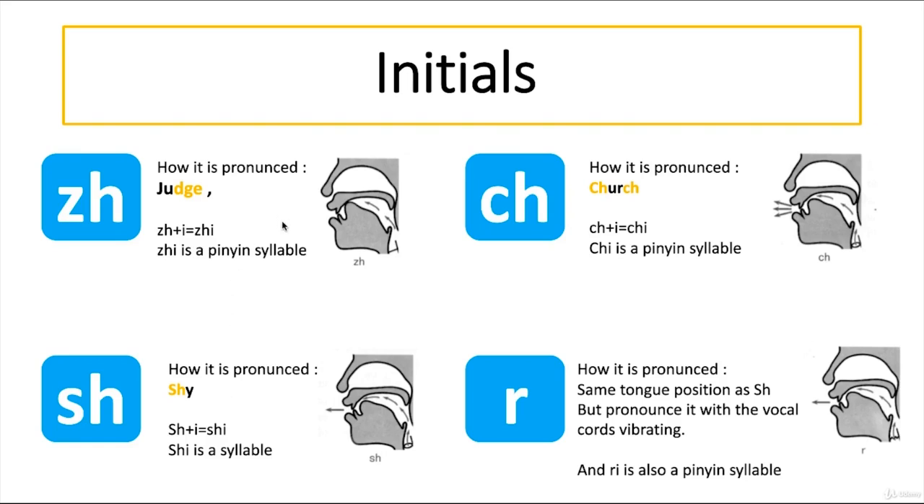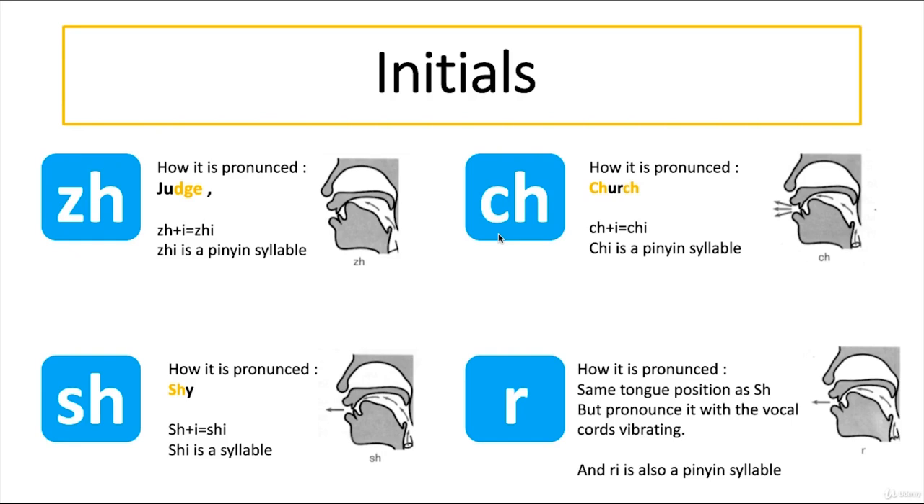Zh, ch, sh, r. These are called curled tongue initials. So when you pronounce them, you need to curl your tongue backwards. Zh is similar to the sound of dge in judge. You need to curl the tip of your tongue against the hard palate. Actually, it is slightly touching your hard palate, but not pushing against. Then let the air squeeze out. This will loosen your tongue naturally. You can take a look at the illustration next to it. Let's try it. Zh, zh, zh.